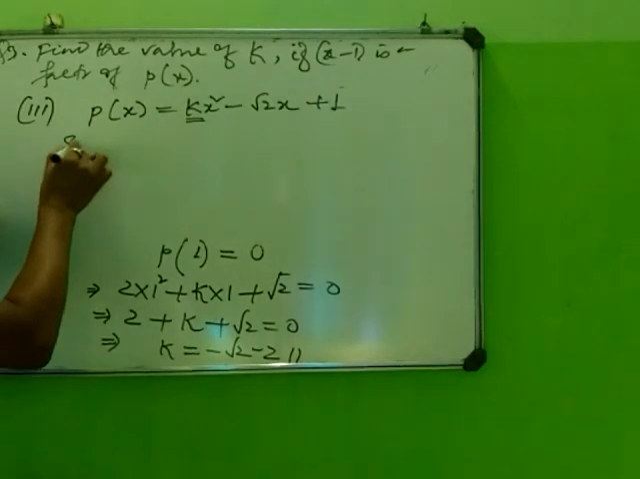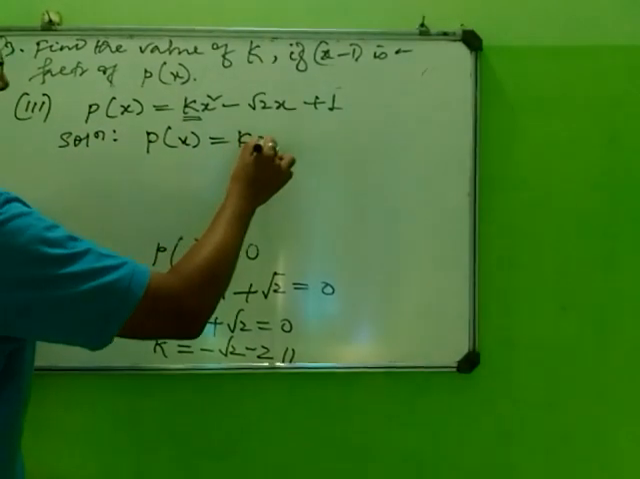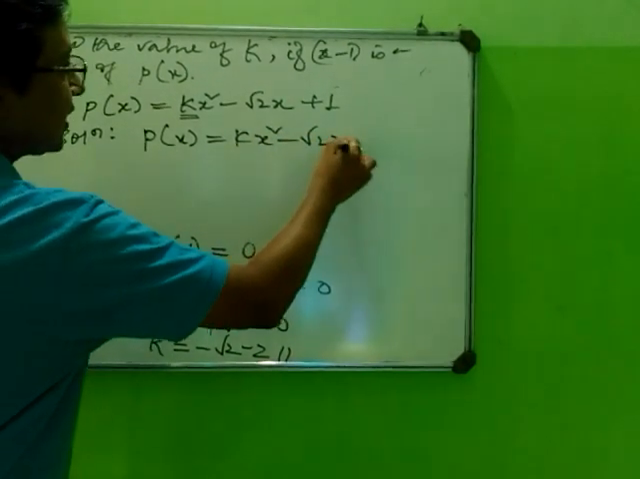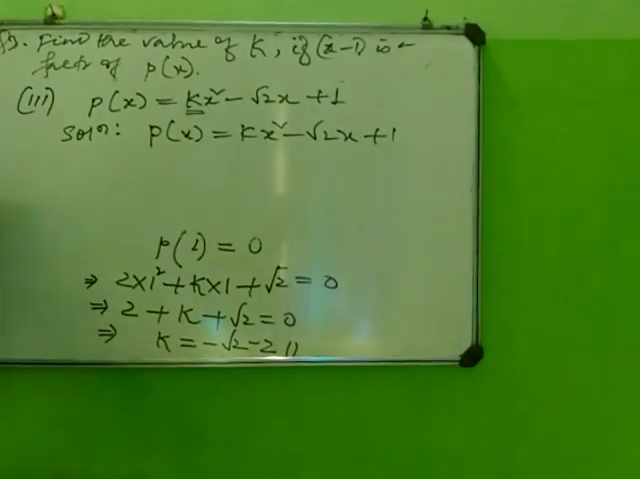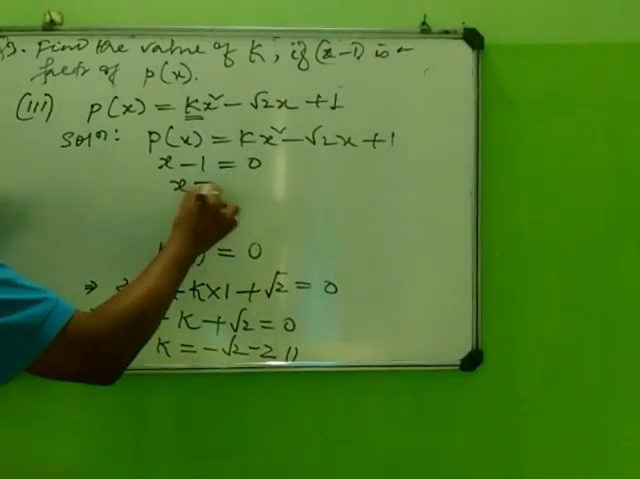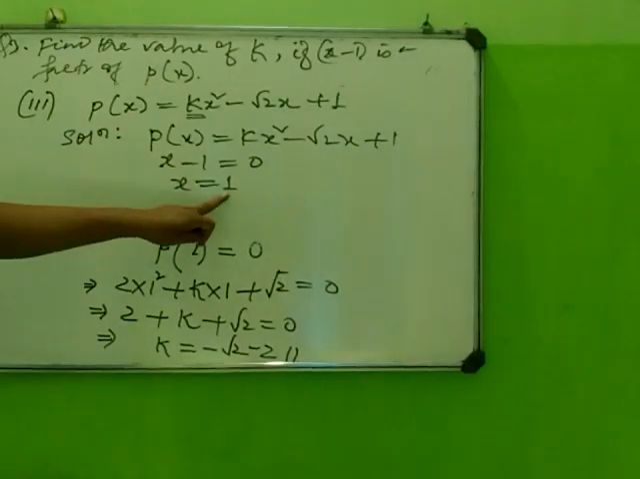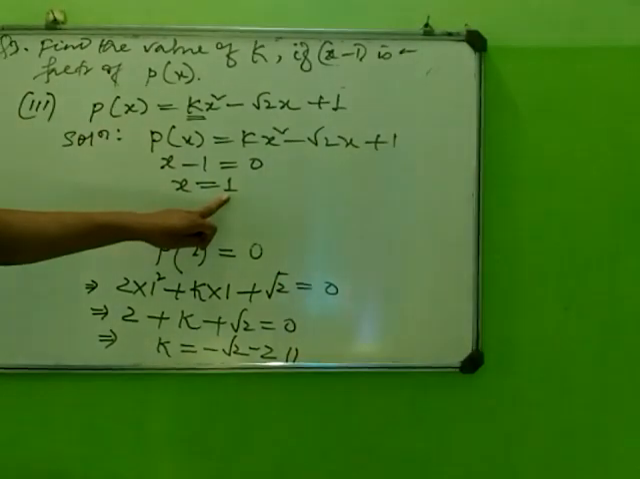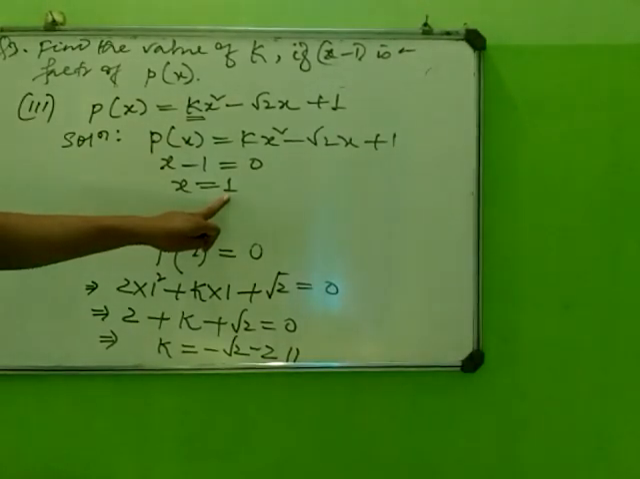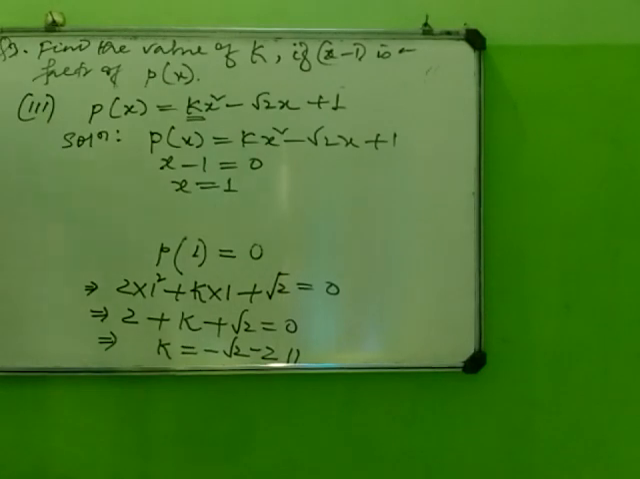So here, solution: p of x equals kx squared minus root 2 x plus 1. Now x minus 1 equals 0. So x equals 1. Now in place of x you put 1, and then the remainder you will get is 0 because x minus 1 is a factor of p of x.